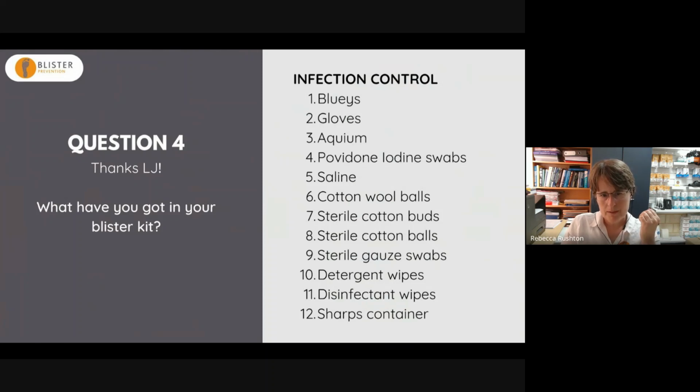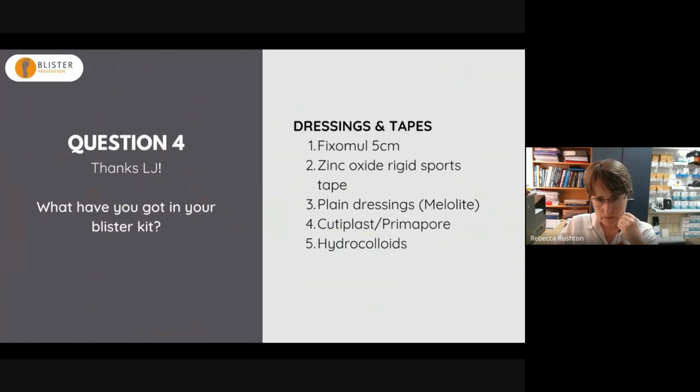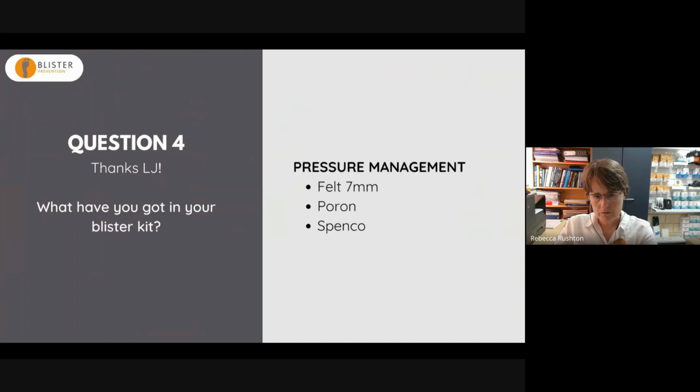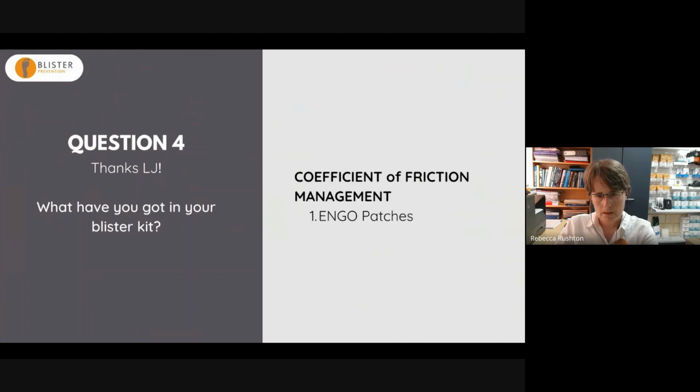Otherwise, if you are asking about what I take to the races that I do foot care at, they would be under a few topics. So just some really general infection control stuff, makes sense. Dressings and tapes. So I take fixable and rigid sports tape, and then some dressings plus some hydrocolloids. For pressure management, I take felt, Poron, and Spenco. For coefficient of friction management, I take Engo patches.